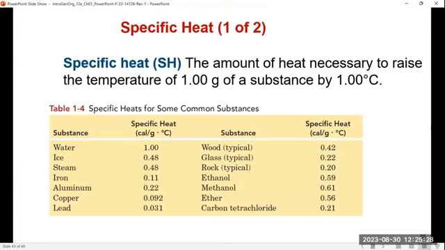Water is a strange compound. It has the highest specific heat. It can absorb the most heat. Therefore, oceans absorb a lot of heat during the summers and release it during the winters, keeping thermal equilibrium and avoiding sudden fluctuation in atmospheric temperature.